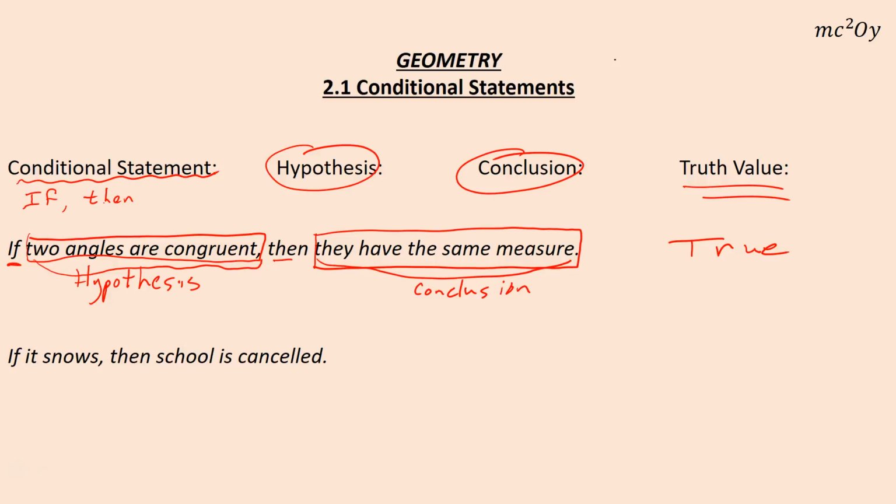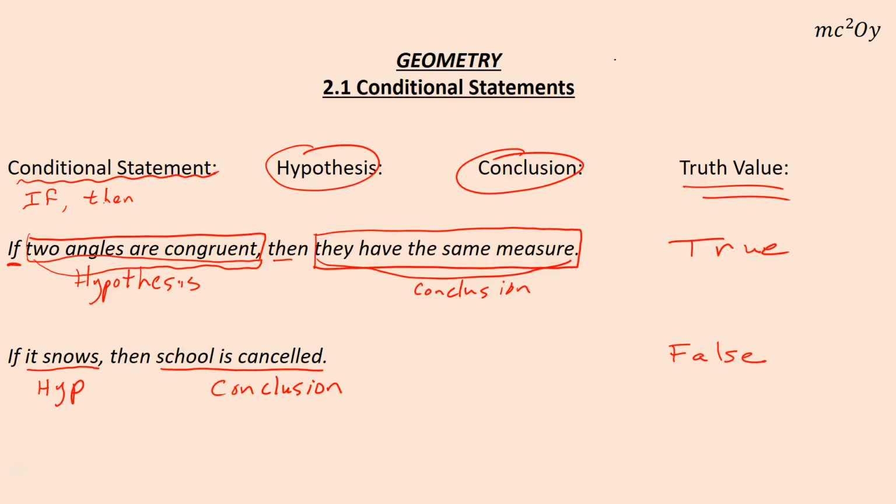Okay, if we look at a different one, say this time, if it snows, so it snows would be our hypothesis. Our conclusion then, our conclusion would be school is canceled. Okay, so here we're saying if it snows, school is canceled. Is that true? Well, not always. It's snowed before and school hasn't been canceled, so this isn't always true. Therefore, the truth value is false, at least in our area.